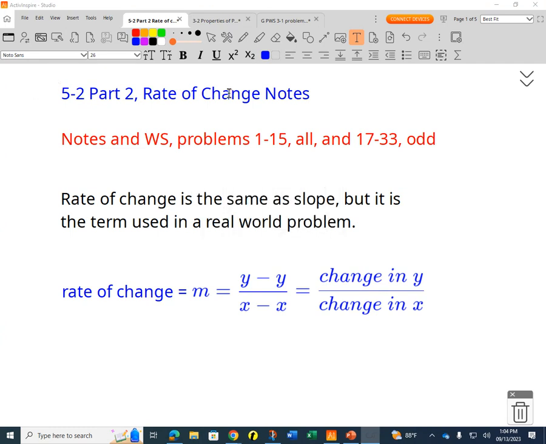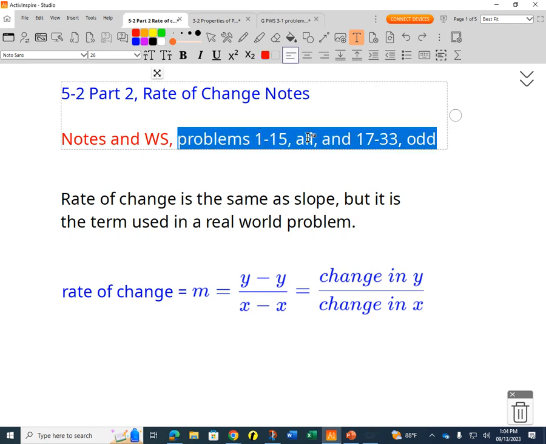So your notes, 5-2, Part 2, rate of change notes. So what you're turning in today are your notes and the worksheet. These are the problems you're doing. Notice you're not doing all the problems here. You're doing all of 1 through 15, and then you're doing 17 through 33 odd. 17 through 33 odd. Remember what odd means?